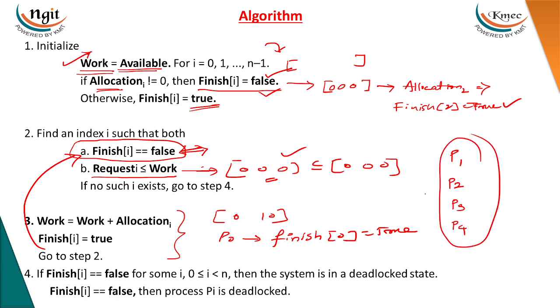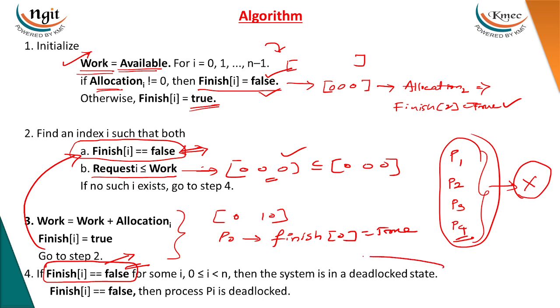After completing P1, P2, P3, P4, if there is any process which is not finishing its execution, how can you find it? No matter how many rounds you go, you will find Finish of some particular process is false. Then we can decide that the system is in a deadlock state. Otherwise, if all are true, the system is not in a deadlock state.